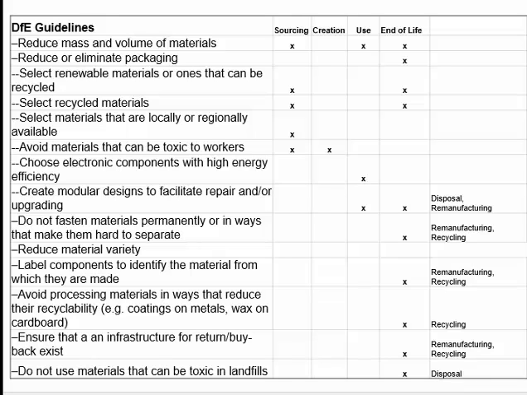Some are aimed at the use phase. So this is what the consumer or other user is doing with the product. And then quite a few of them are aimed at the end-of-life phase. Again, that would be disposal, remanufacturing, or recycling. So let's go through and talk about a lot of these points or guidelines that are on the list.